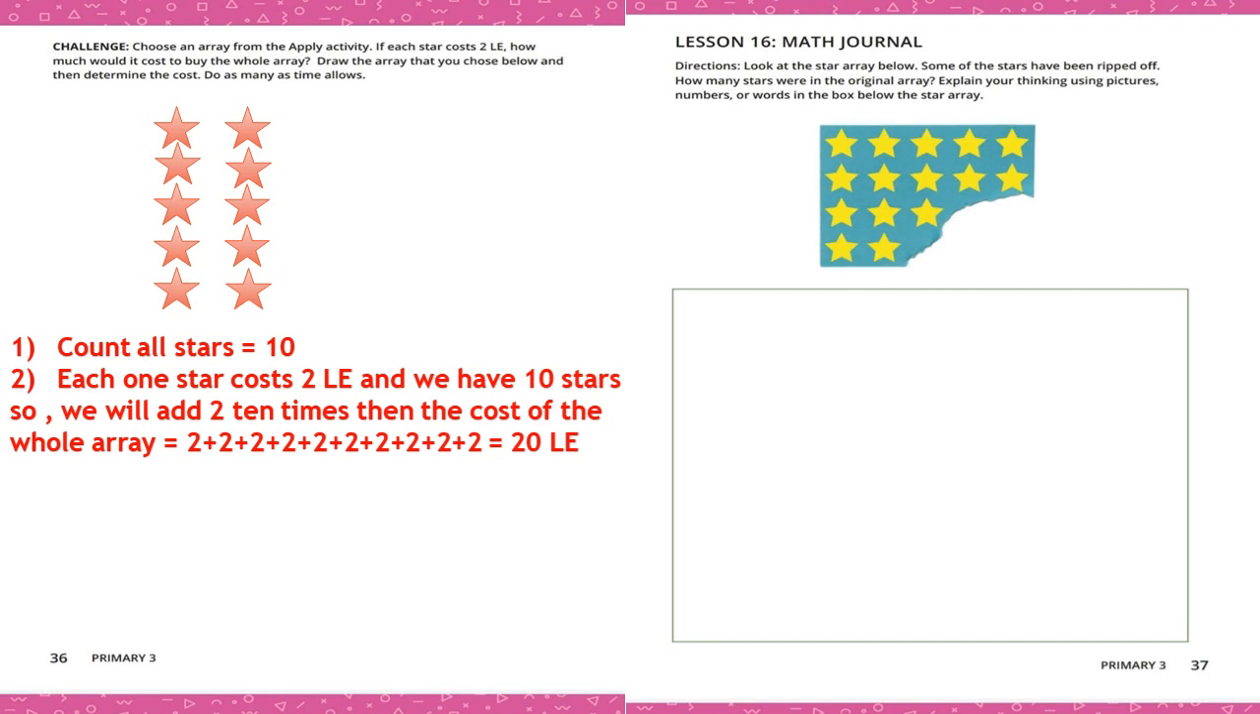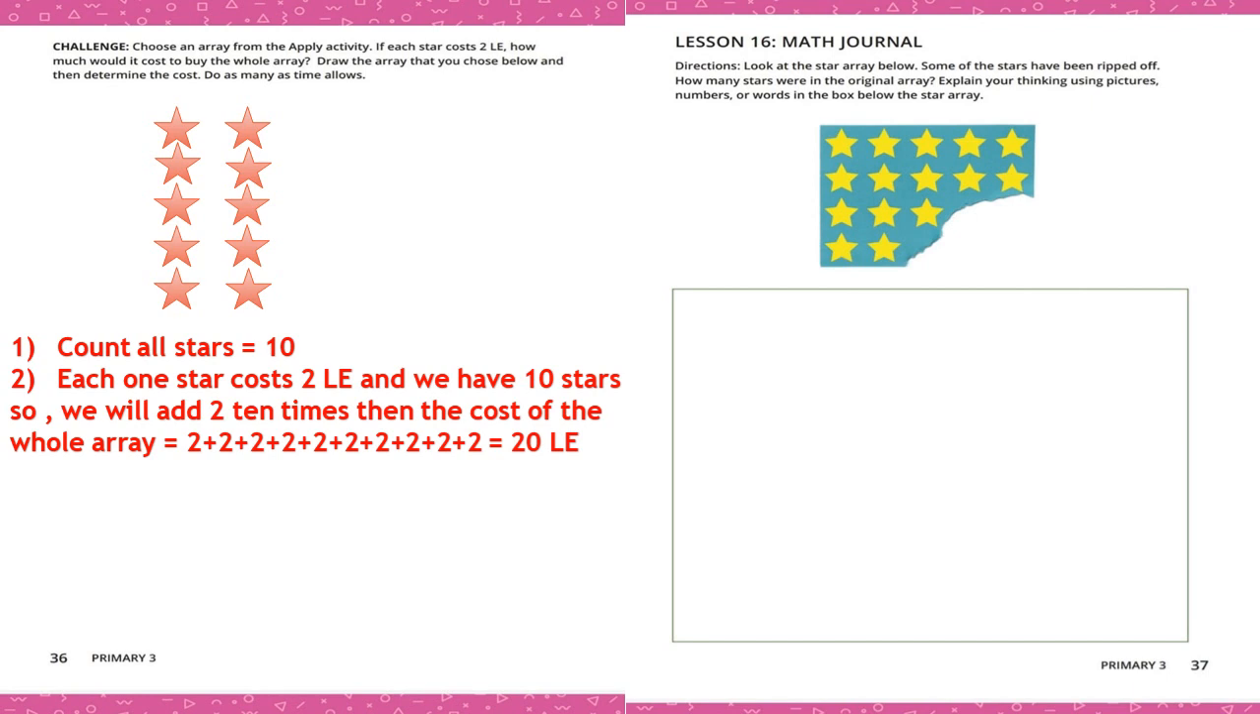The next page, our math journal. Look at the star array blue. Some of the stars have been ripped off. How many stars were in the original array? Explain your thinking using pictures, numbers, or words in the box below the star array.